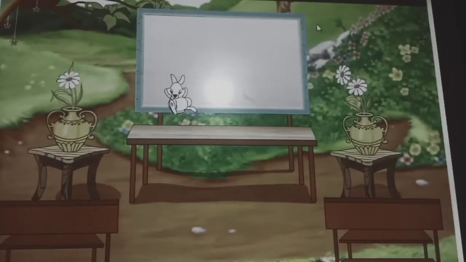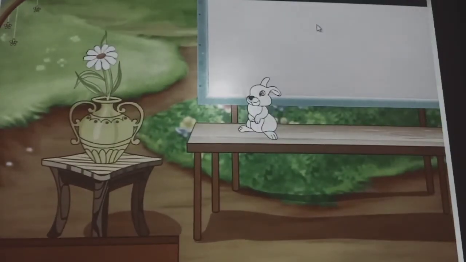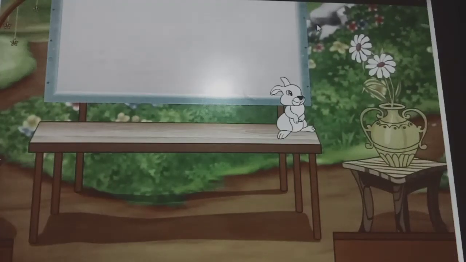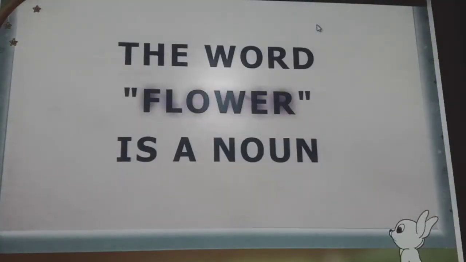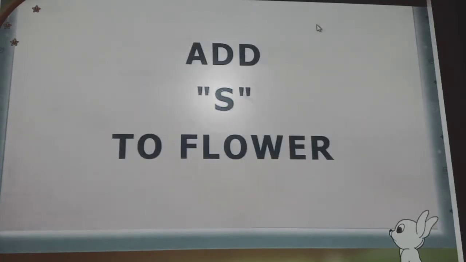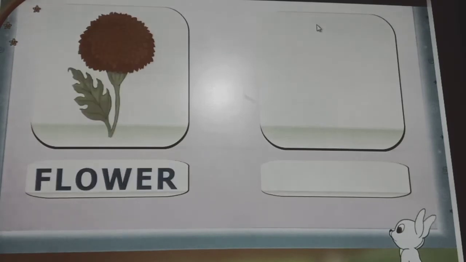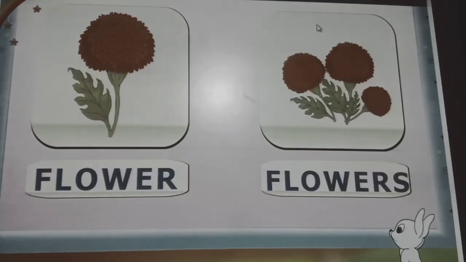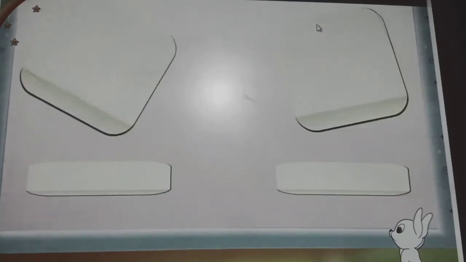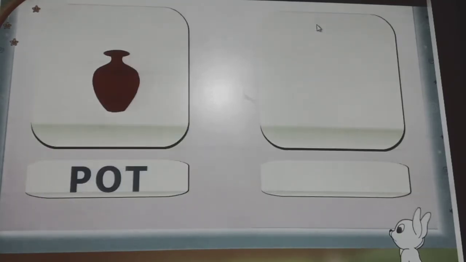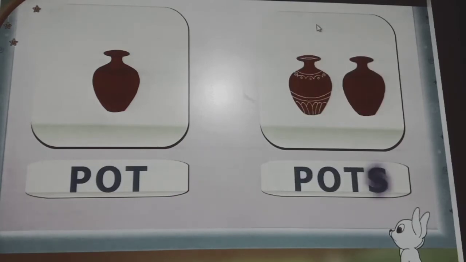Noun number. Hey Rainbow, look at this pot. It has a beautiful flower in it. Look at this pot too. It has two beautiful flowers. The word flower is a noun. We add S to flower to make it plural. So flower, flowers. You can also make the plural of the noun pot by adding S.